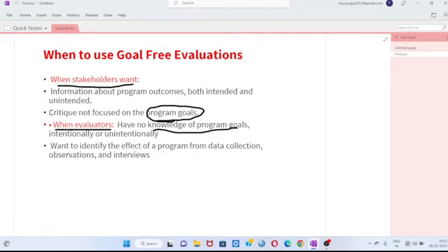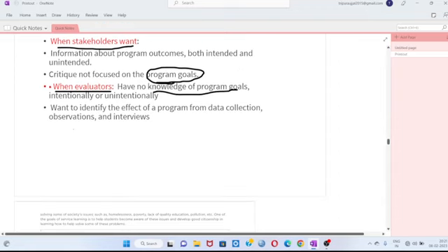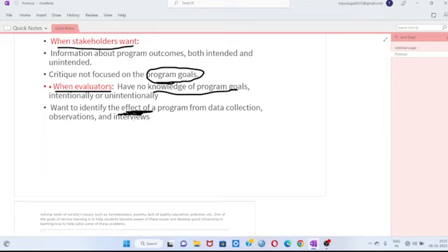I am going to ask about this. Okay, so now we want to identify the effect of the program. Actually, this is the effect. We want to see the impact, the result of the program. That is why it doesn't have any goal. So for data collection, observation and interview.